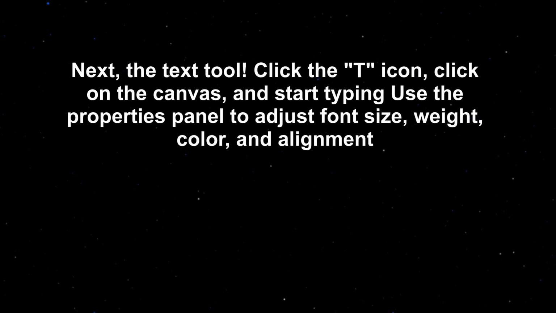Next, the Text tool. Click the T icon. Click on the canvas, and start typing. Use the Properties panel to adjust font size, weight, color, and alignment.